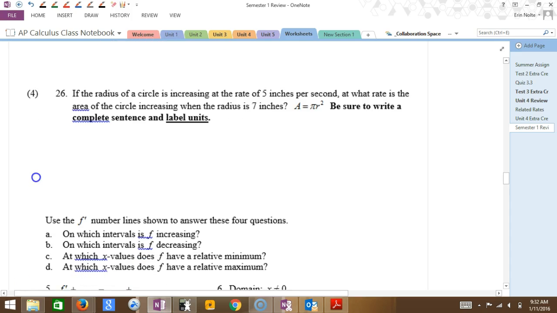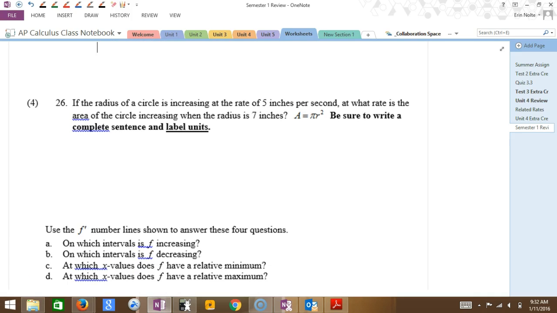Okay, so this question 26 is one that I feel like you guys have had some problems with, these rate of change questions. So let's see. We have a circle whose radius is increasing at a rate of 5 inches per second. So right away, what is that? That's a rate of change. So we can say that dr/dt, a rate of change per time, and you can tell that by the way it's labeled, inches per second, is equal to 5.